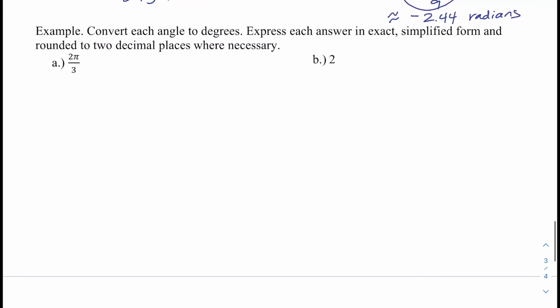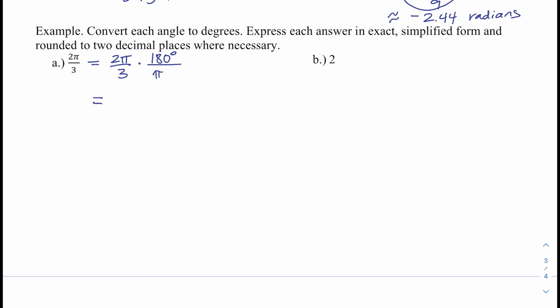Now the other example is going to be going the other way. We are given these in radians, and we're going to convert each angle to degrees. We want to express exact where possible, and then round it to 2 decimal places where necessary. So in part A, I'm giving 2 pi over 3 radians, and I'm going to say that is equal to 2 pi over 3 times the conversion factor. Now I want this to become degrees, so I want 180 degrees in the top, and then I'm going to have pi radians in the bottom.